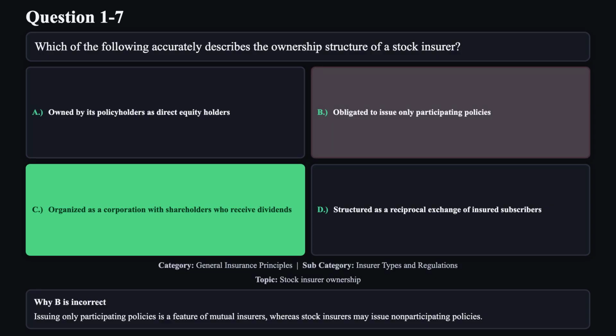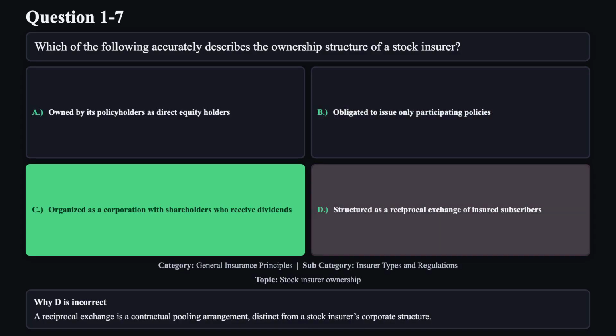Reason B is not correct. Issuing only participating policies is a feature of mutual insurers, whereas stock insurers may issue non-participating policies. Reason D is not correct. A reciprocal exchange is a contractual pooling arrangement, distinct from a stock insurer's corporate structure.